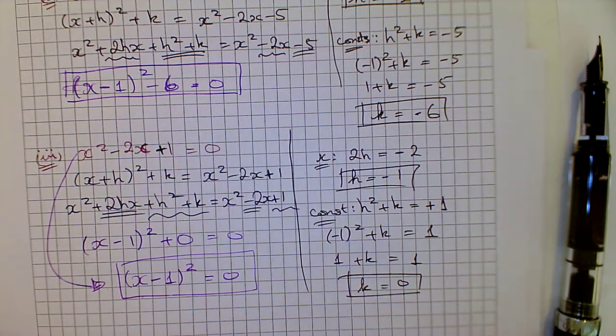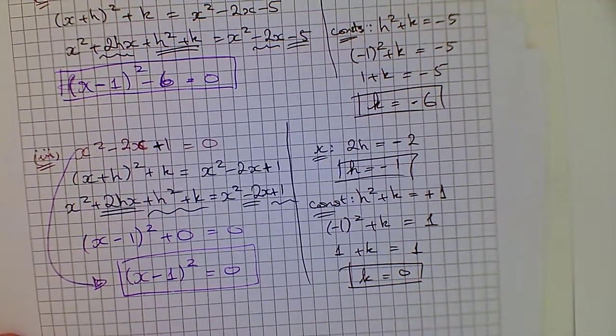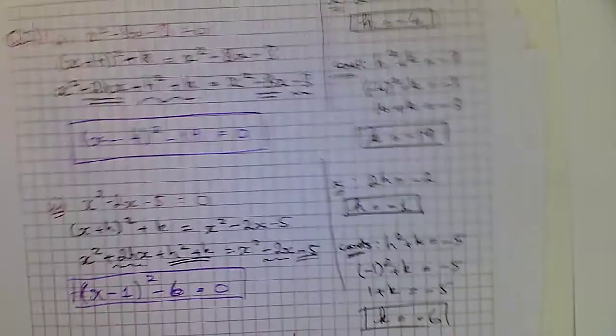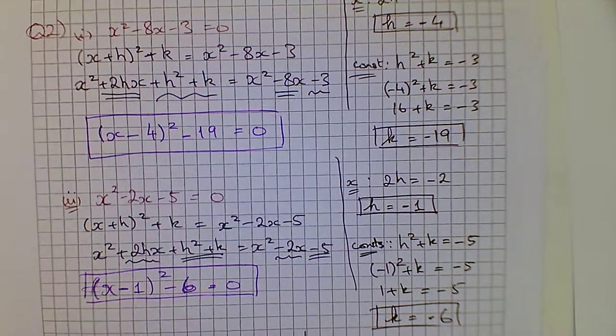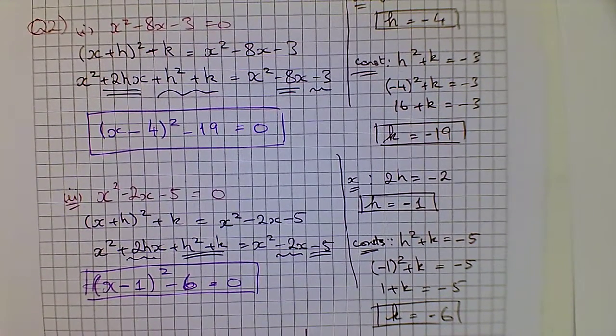Okay, let me know if there's any part of that you're struggling with. We're going to move on with the notes, and we're going to be looking at what happens when there is something in front of the x squared. Okay, thank you.